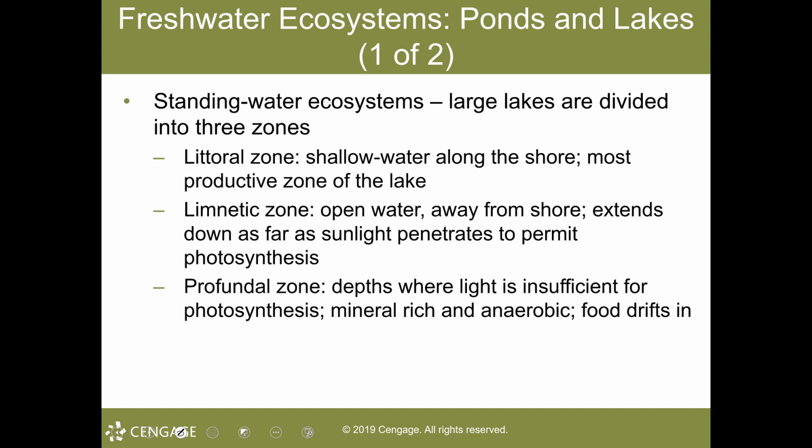Beneath the limnetic zone is the profundal zone. Because light does not penetrate effectively to this depth, plants and algae do not live in this zone. Food drifts into the profundal zone from the littoral and limnetic zones. Bacteria and archaea decompose dead plants and animals that reach the profundal, thus liberating minerals. So the profundal zone tends to be both mineral rich and anaerobic, meaning oxygen deficient, with few organisms other than the anaerobic bacteria and archaea occupying it.